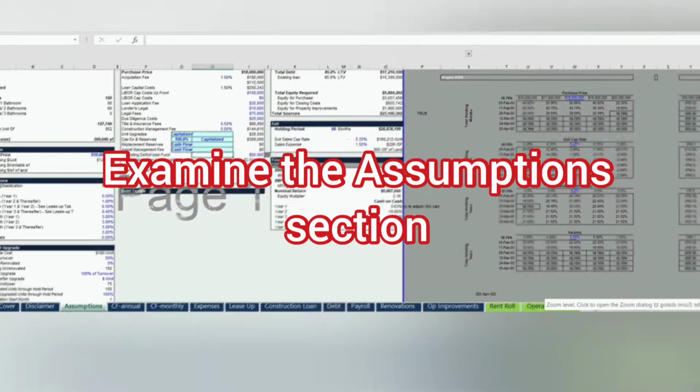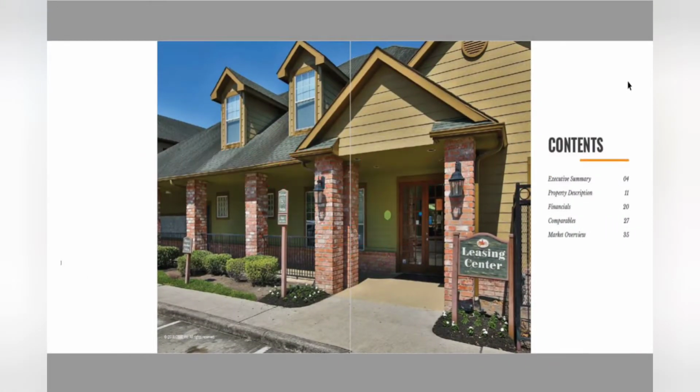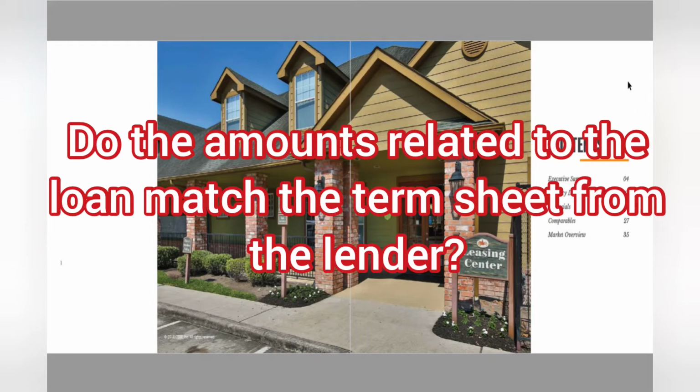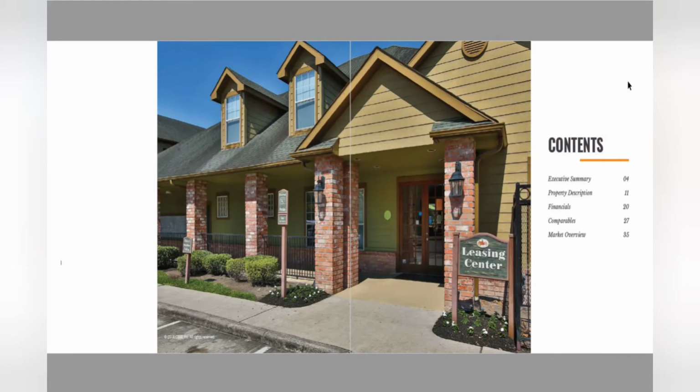Examine the assumptions tab carefully. Is there a term sheet from the lender? And if so, do these terms match the numbers in the Excel?